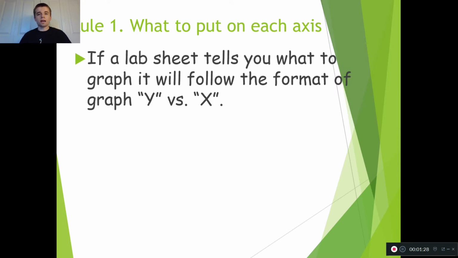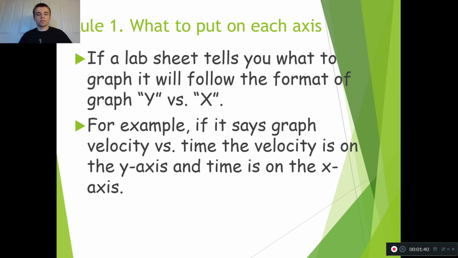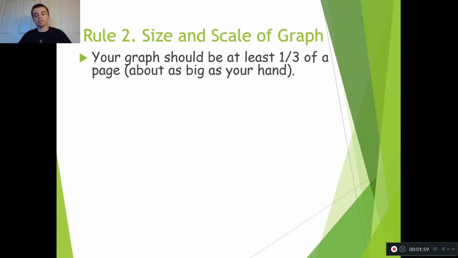Sometimes in a lab we'll tell you what we want you to graph, and if we ever tell you what to graph in a lab, it's going to be in the form of y versus x. So whatever goes on the y-axis will be first, and then whatever goes on the x-axis will be second. So one example of this is if we say do a velocity versus time graph, we want you to put the velocity on the y-axis, and then we want you to put time on the x-axis. So it's always going to be y, then x. But this will only happen sometimes. Sometimes we'll tell you this, and other times we'll want you to choose what to plot on the axes by yourself. The second rule is the size and the scale of the graph.